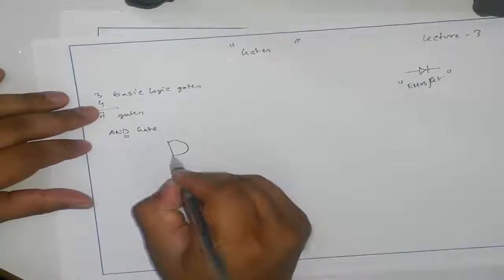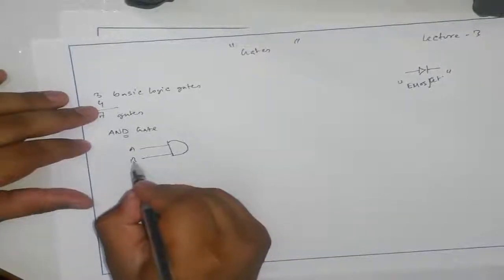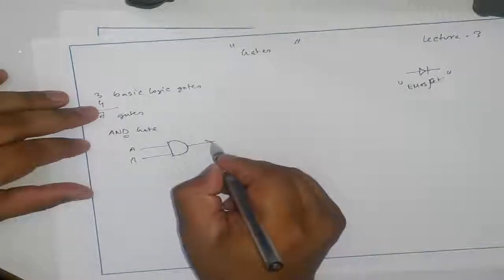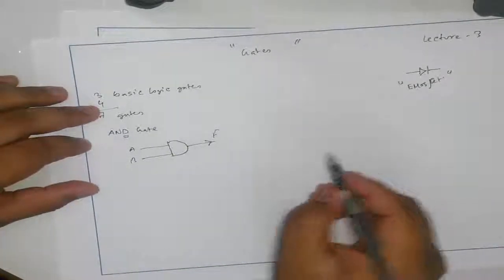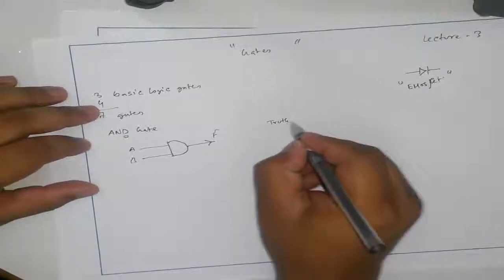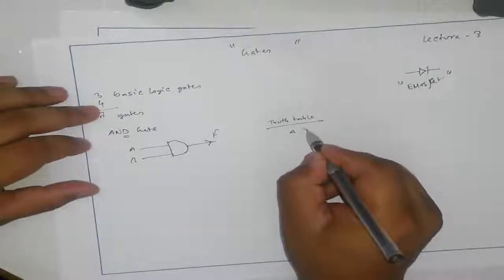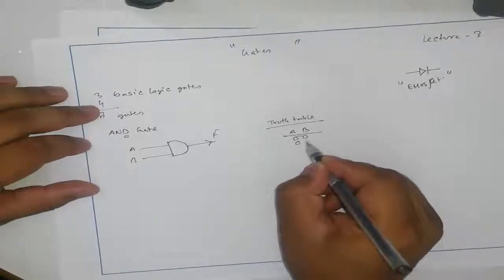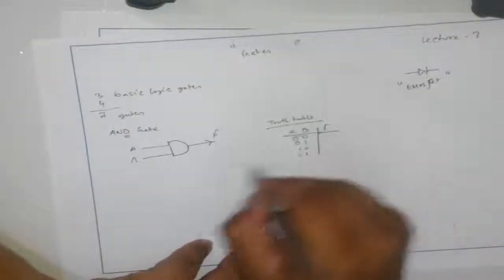So let me first draw the AND gate. The AND gate symbol is similar to the letter D. It looks like this D, and you'll have two inputs. There could be three or four inputs; you could build it from this one, and we'll talk about it later. At the result, let's call it F. For the truth table, I'm not going to write the truth table every time. When you see this table, just assume that it's the truth table. Since there are two variables, the inputs are 00, 01, 10, 11, so F is going to look like this.